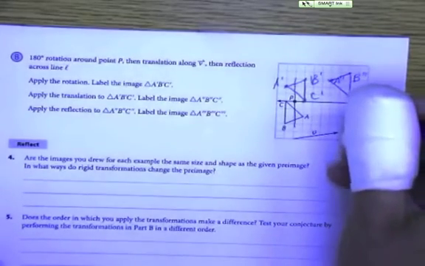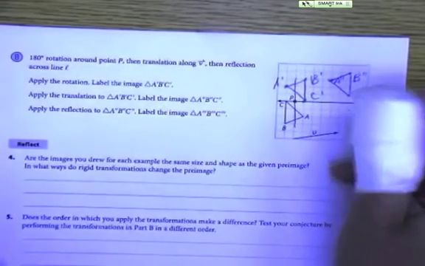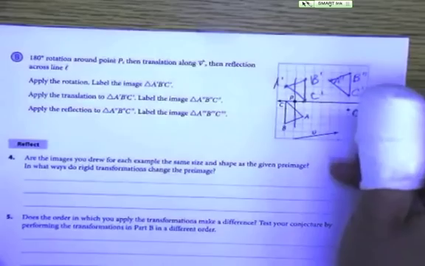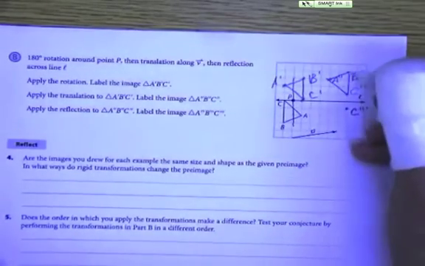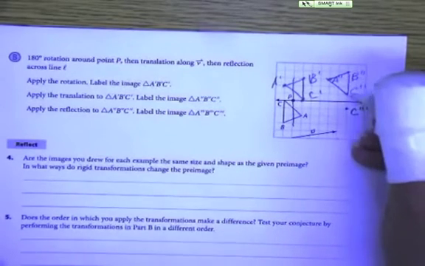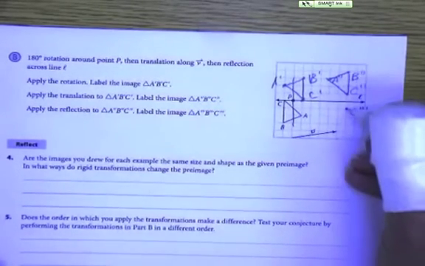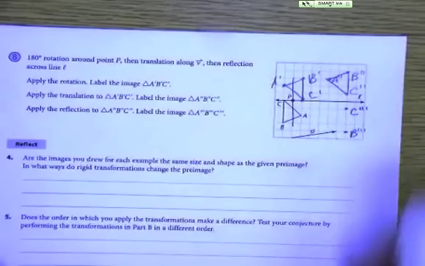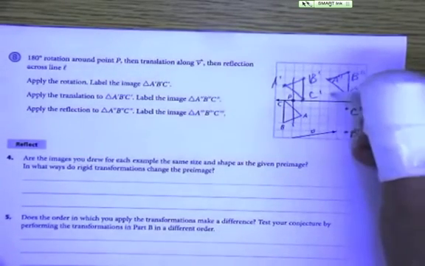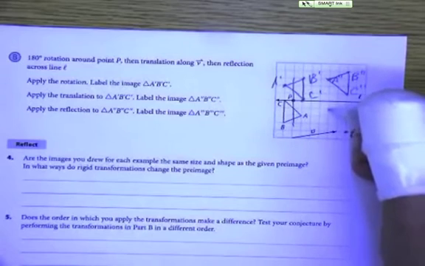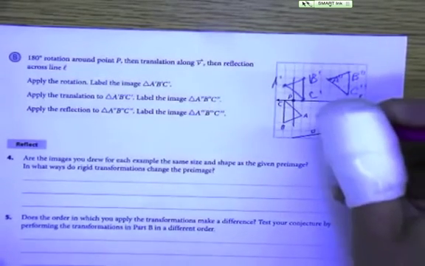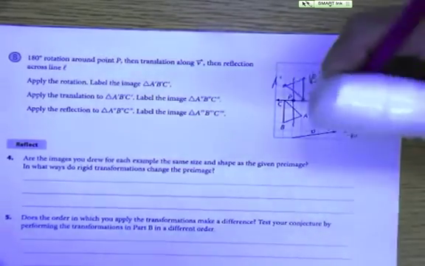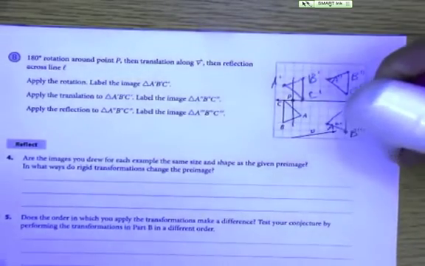And then finally, I'm going to take this triangle and reflect it over this line. So since C double prime is one space above it, C triple prime will be one space below it. B double prime is 1, 2, 3, 4 spaces above it, so B triple prime will be 1, 2, 3, 4 spaces below it. Here's A double prime. It is 1, 2, 3 spaces above. So 1, 2, 3 spaces below. There is A triple prime.